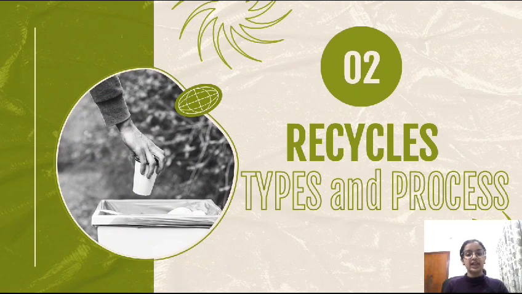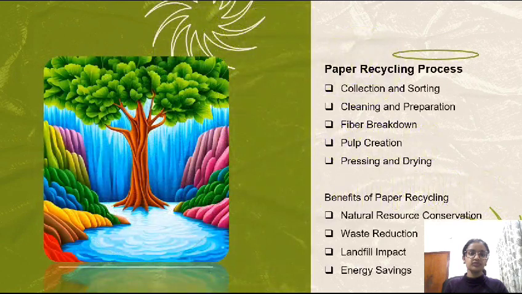Coming to recycling types and process. Paper recycling is a process that involves turning used paper products into new paper products. The first step in this process is to collect and sort the used paper. Once the paper has been sorted, it is cleaned and then broken down into small fibers. These fibers are then mixed with water to create a pulp. The pulp is then pressed and dried to create new paper products.